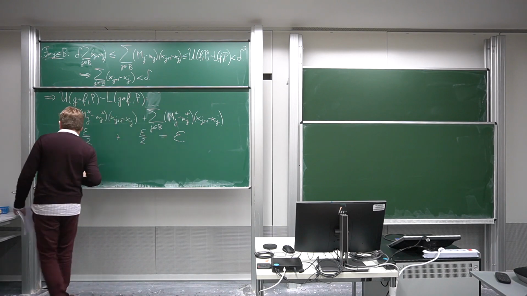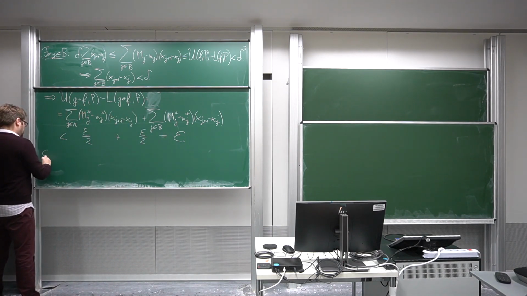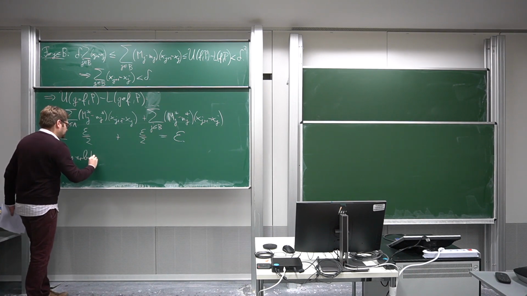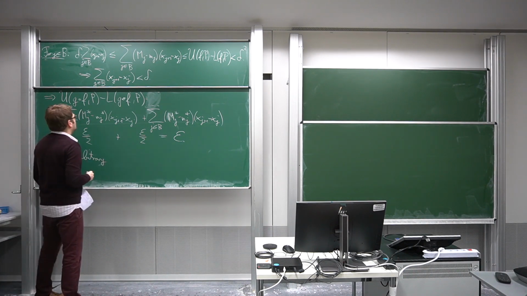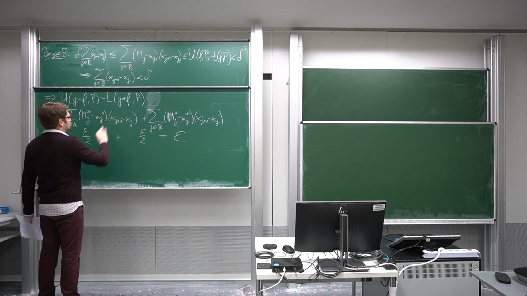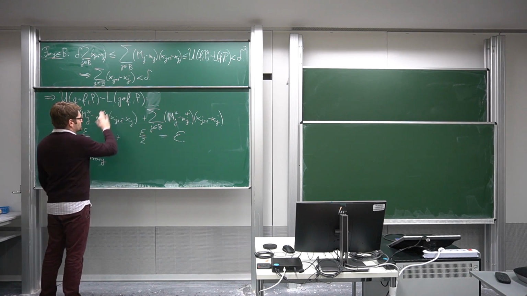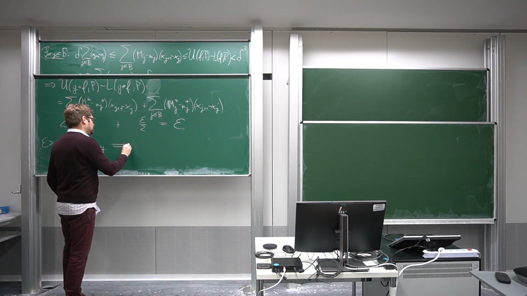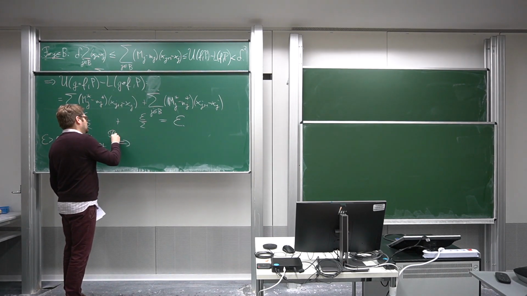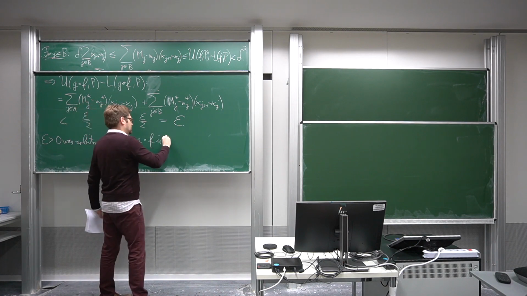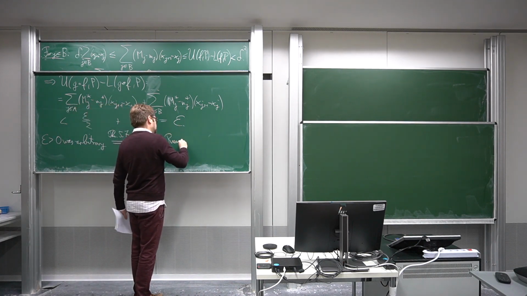And since epsilon was arbitrary, this is our criterion for integrability. So for this epsilon, we found a partition, with a lot of effort I must admit, such that this difference is smaller than epsilon, and so we're done. So by theorem 5.7 again, g composed with f is Riemann-integrable.